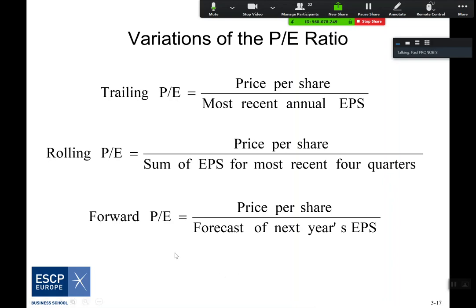And then there's a forward PE ratio, where we divide the price per share by the forecast of the next year's earnings per share. Frequently, very much for bigger companies, analysts issue forecasts of next year's earnings per share, and this is what should be used when calculating the forward PE ratio.